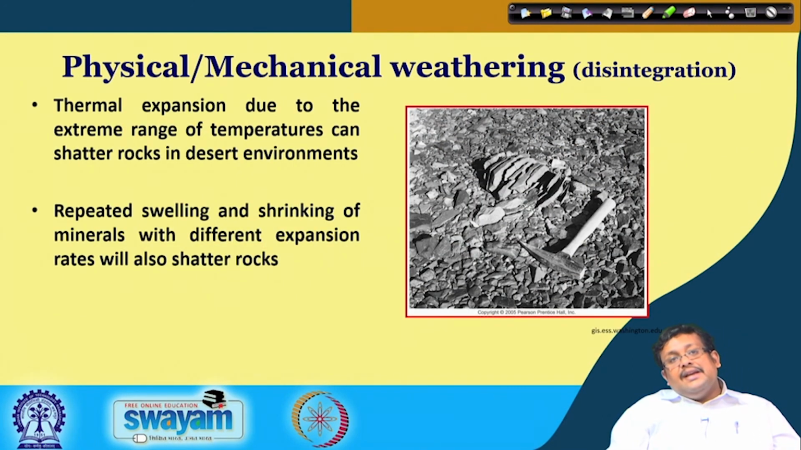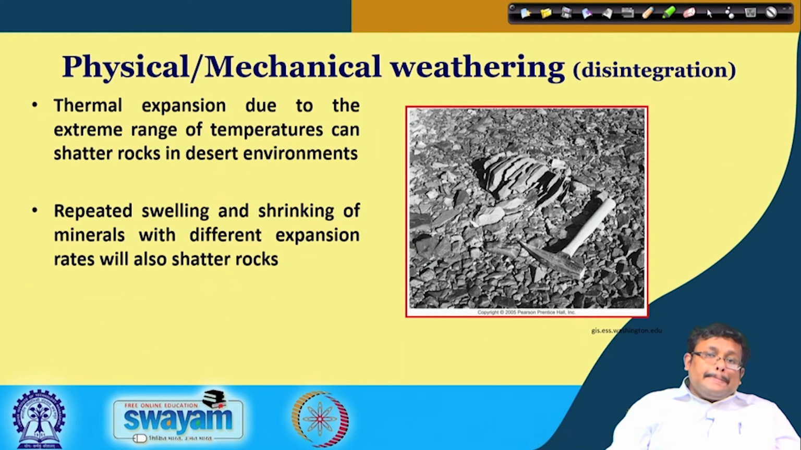Not only that, the thermal expansion due to the extreme range of temperature can shatter the rocks in desert environments, where there is an extreme climate and extreme temperature events can occur. For example, in the desert area you will see that in the daytime it is very hot. However, at night the air gets very cold. So, there are extreme temperature occurrences. As a result, thermal expansion of the rocks occurs in the desert environment.